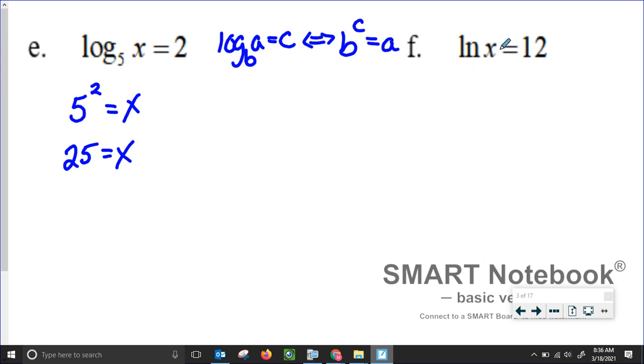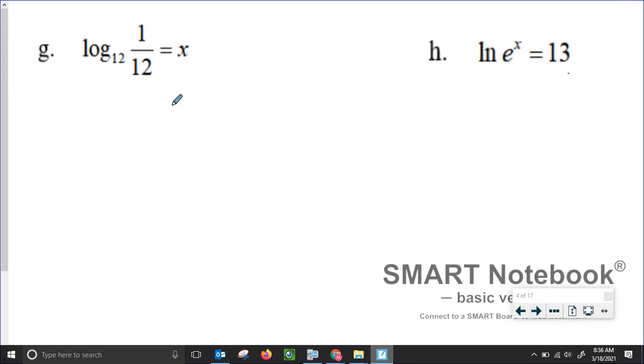For letter F here, do remember that ln is simply log base e. So now we can write this in exponential form, and we will get e to the 12th power is equal to x. And on the non-calculator portion, just leave it like this. There's nothing else you can do without a calculator.